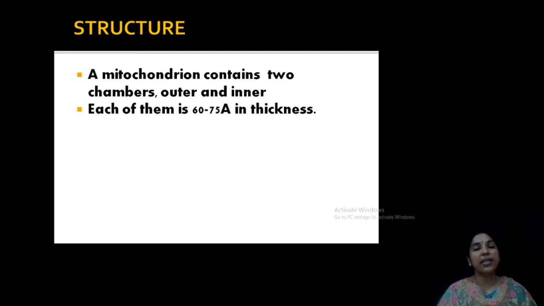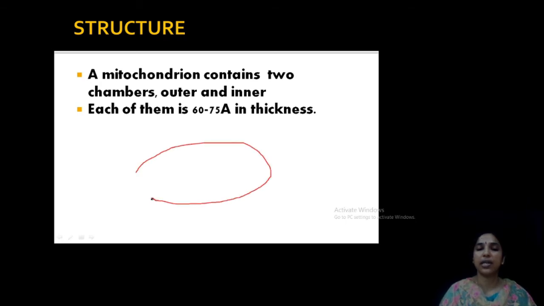While discussing the structure of a mitochondria, I will show you the structure. You can see the outline is somewhat cylindrical, as I already told you, and there are two membranes, so you can observe two chambers, an outer chamber and an inner chamber. The inner membrane has foldings like this all over, and these membranes have a thickness of 60 to 75 angstrom.